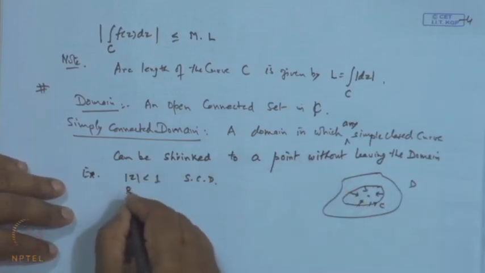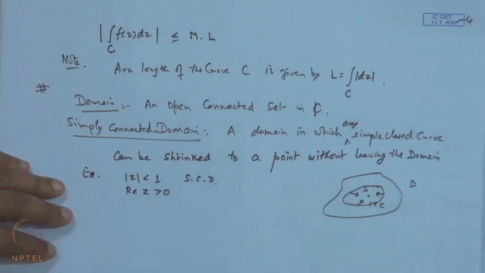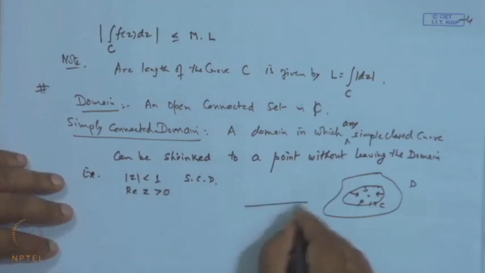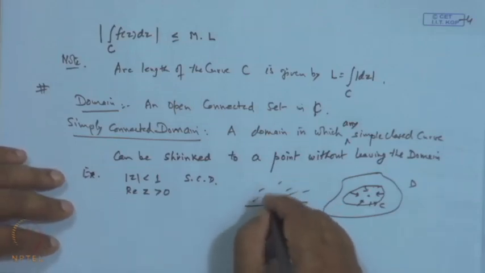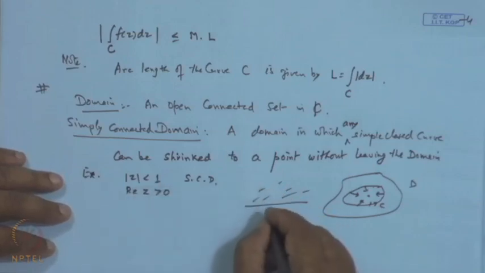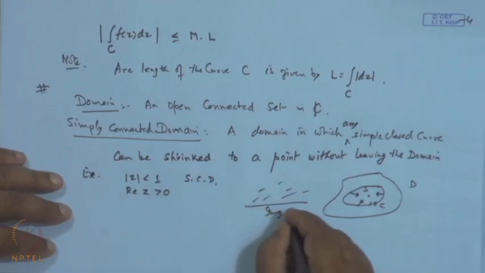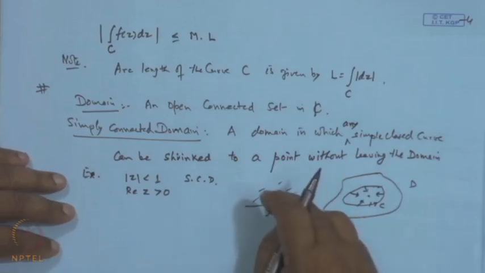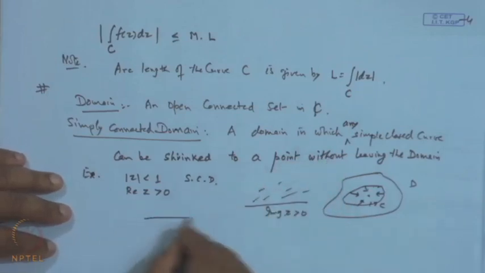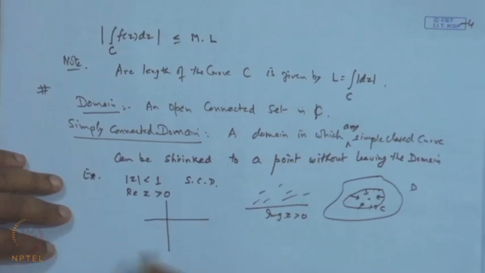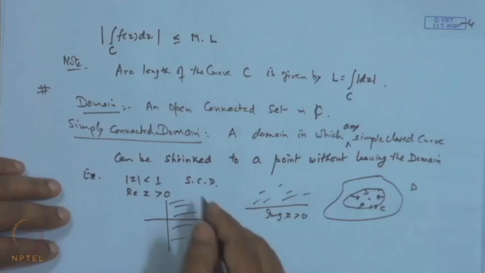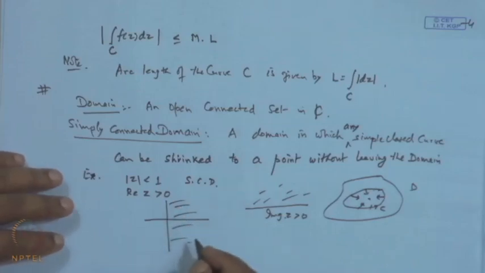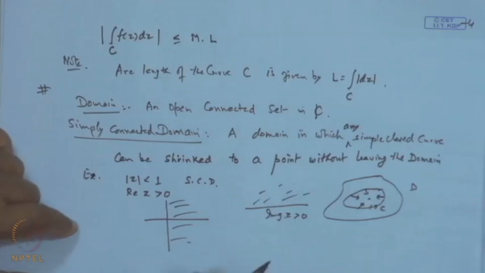Another example is a half plane, imaginary part of z greater than 0. Sorry, this is the imaginary part of z, and this is the real part of z. In this half plane, if I bring any closed curve, it can be shrunk to a point without leaving the domain.